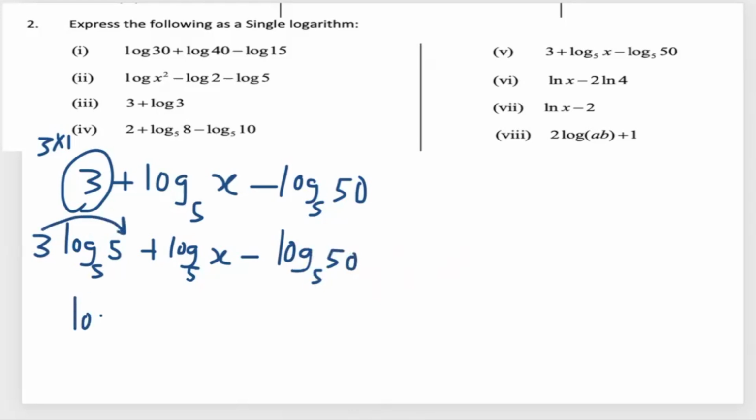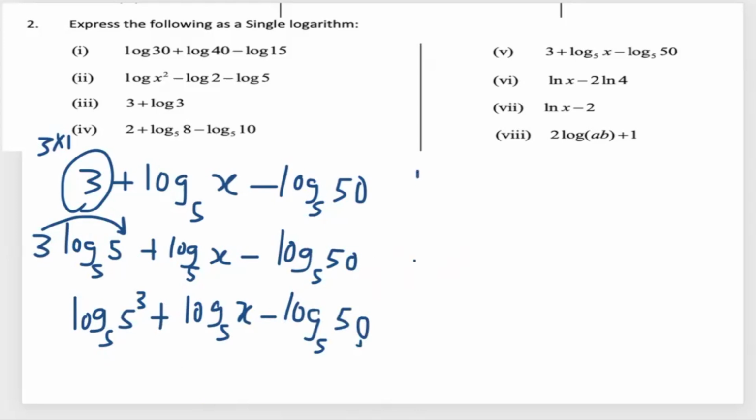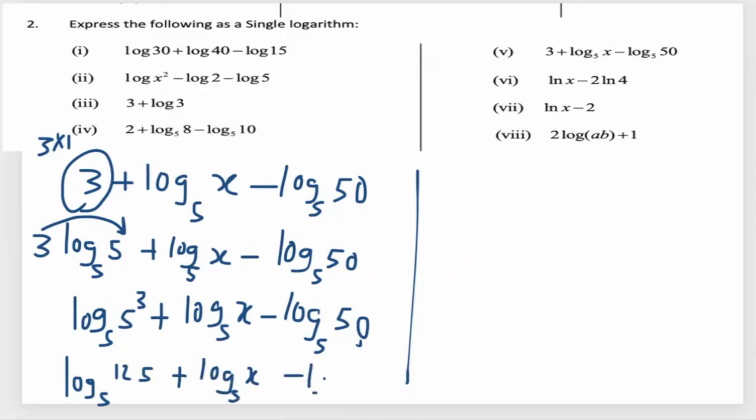So this is going to be log base 5, 5 cubed plus log base 5 x minus log base 5, 50. Next, 5 cubed is 125. So I'm going to have log base 5, 125 plus log base 5 x minus log base 5, 50.